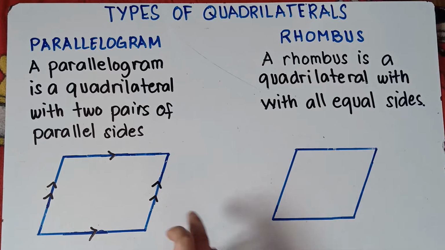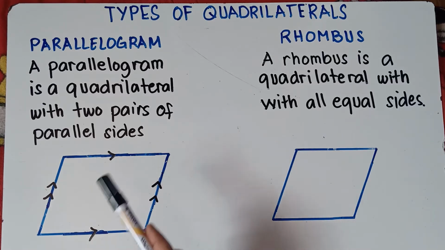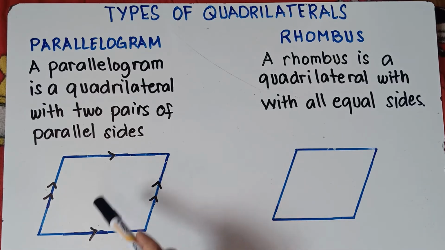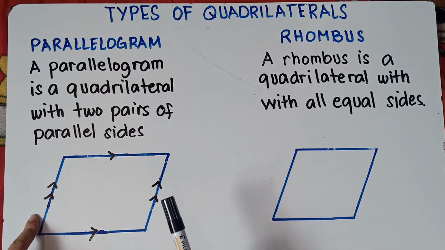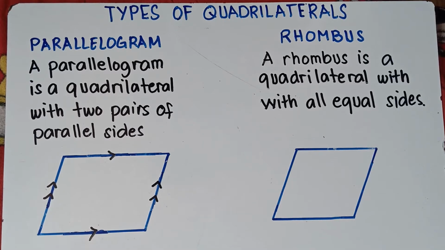So that's the basic definition class of parallelogram. So I hope you remember this one class, parallelogram, 2 pairs of parallel sides. This side is parallel to this side, and this side is parallel to this side. Now let's go to rhombus.